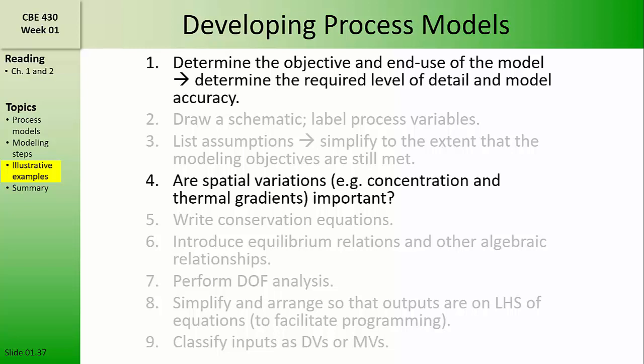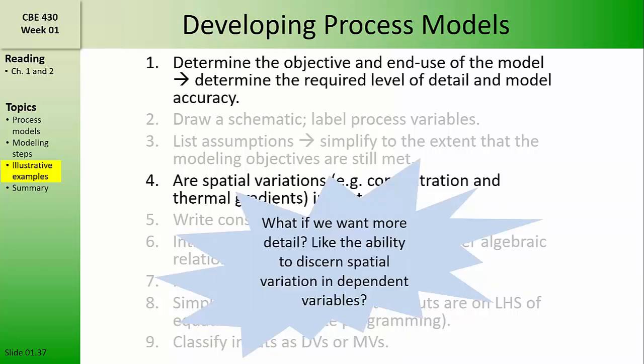Sometimes we want to model chemical and biological processes for which important process variables like concentration and temperature vary continuously in some dimension. If we want to discern the spatial variation of important dependent variables, then we're probably going to have partial differential equation models.